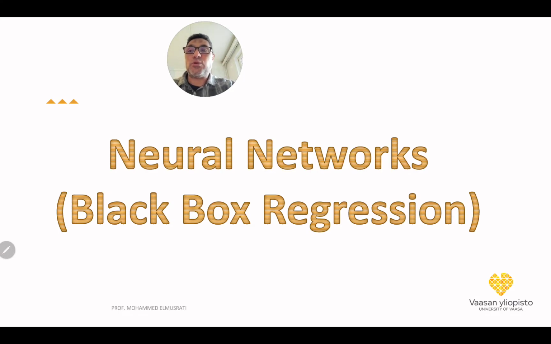Topic 7 is related to machine learning techniques, and in this part 3 we will talk about, or at least we start with, the neural network, and to see what neural network means and how it works, and also why we use them. It is also called black box regression, and we will see what that means.